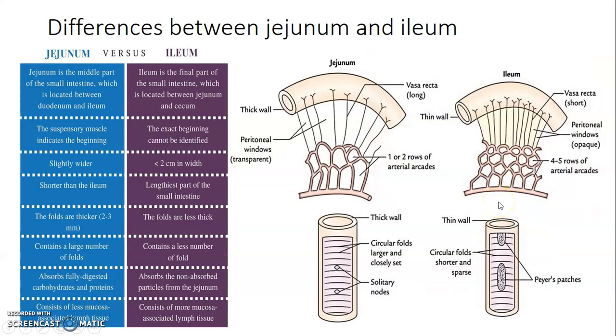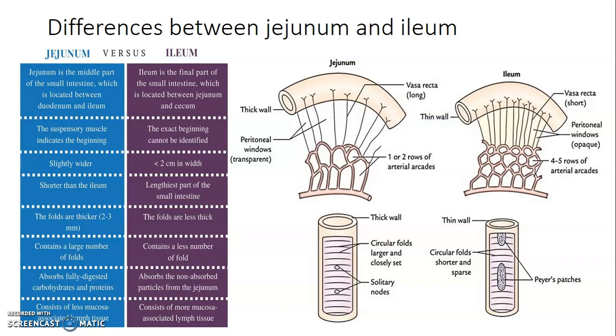So what are the differences between the jejunum and the ileum? The jejunum is the middle part of the small intestine, so it's between duodenum and ileum. The ileum is actually the final part of the small intestine. There's a suspensory muscle that indicates the beginning of the jejunum. However, the ileum cannot be demarcated from the jejunum, so there's no exact beginning of the ileum. The jejunum is slightly wider than the ileum. The ileum has less than 2 centimeters in width. The jejunum is shorter. The ileum is long.